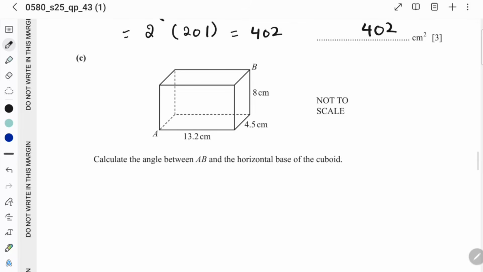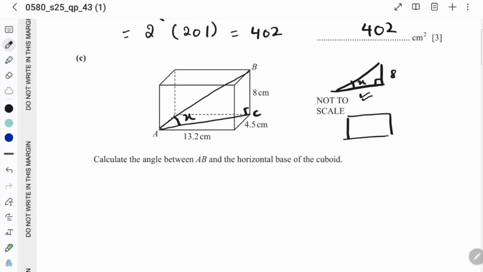In part C, they are asking us to calculate the angle between AB. This is the line A to B, and the horizontal base. The horizontal base is this much. This angle is required here, and this is 90 degrees. It means your diagram has 8 and then x. We don't have any other measurement, so for example, if I put C, the line AC. Okay, so your rectangular base is there.